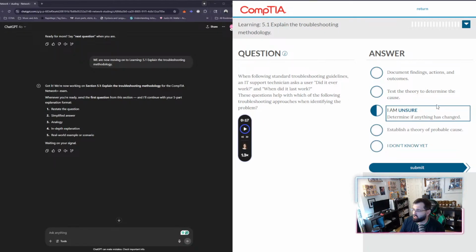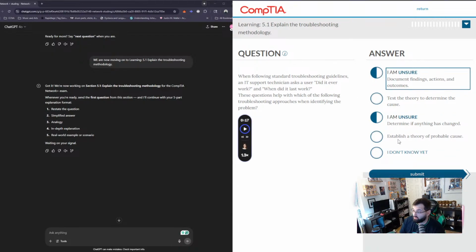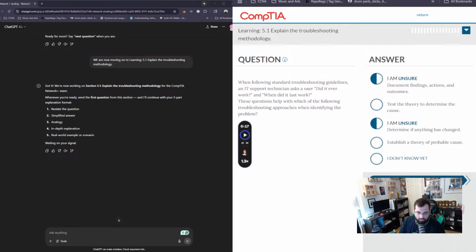Determine if anything has changed. Okay, this is also the same thing. I didn't just ask one question. If I asked one question, sure, I'm trying to get findings and actions. This is determining if there was a change. So I actually think it might be one of these two. Establishing a theory of probable cause is the third answer, something that sounds right, but at the same time probably isn't right. You know what I mean?